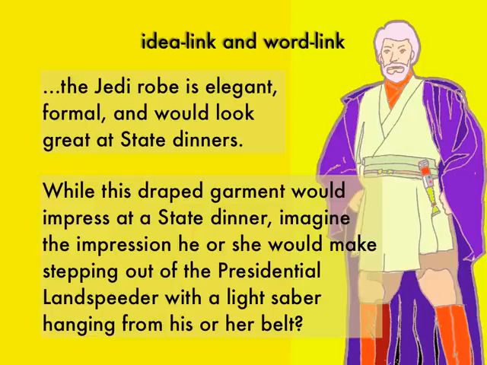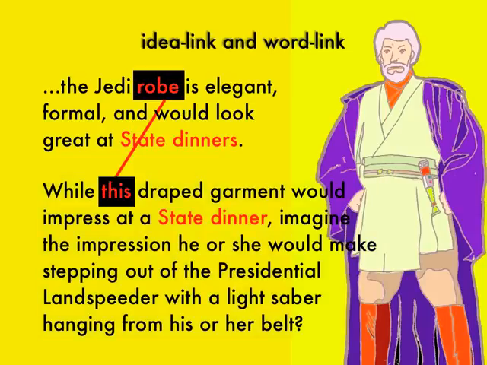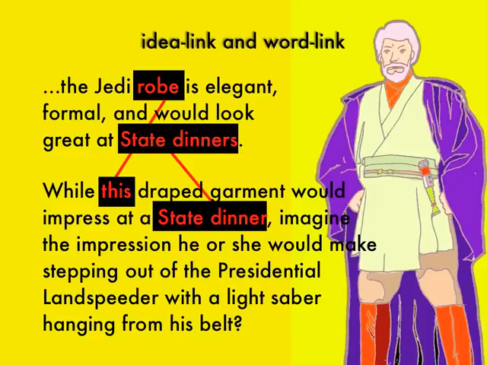If you want to show off a little, you could do two at the same time. You might connect those two paragraphs with an idea link and a word link. The Jedi robe is elegant, formal, and would look great at state dinners. While this draped garment would impress at a state dinner, imagine the impression he or she would make stepping out of the presidential land speeder with a lightsaber hanging from his or her belt. Using the word this is an idea link. Quoting the phrase state dinner is a word link.